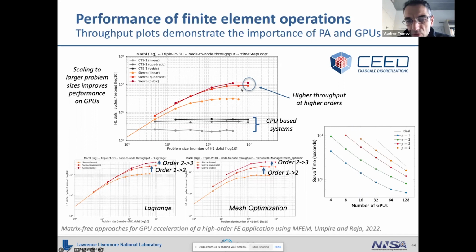The GPU systems, again, are much better on these kinds of problems. Also increasing the order produces better throughput, better use of the machine, because you do more operations locally and less memory transfer. What else? Yes, this is strong scaling. I think this is the mesh optimization phase up to 100 GPUs. But again, I only show some of them. We have such algorithms for all the phases.